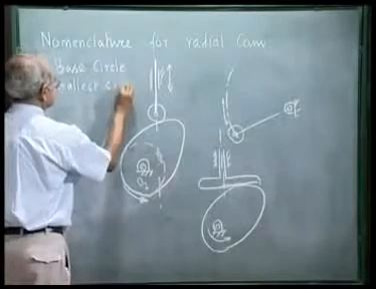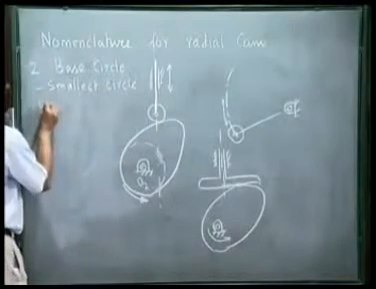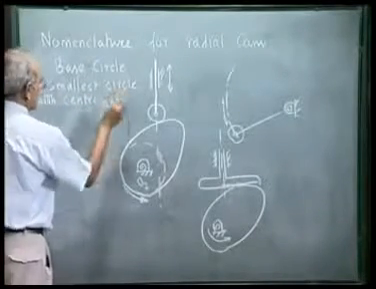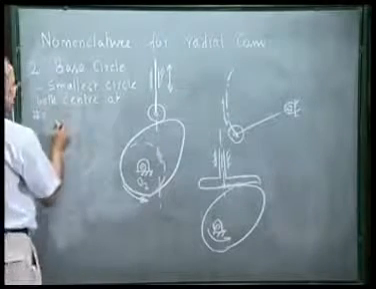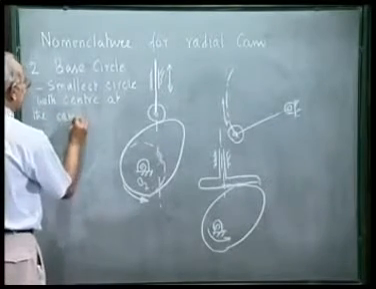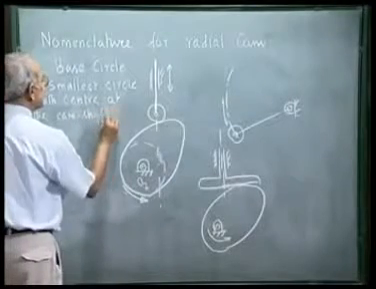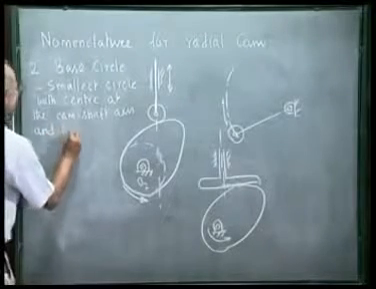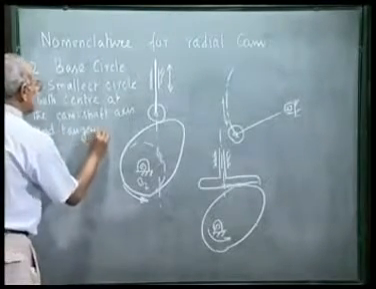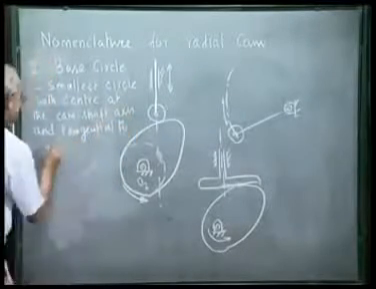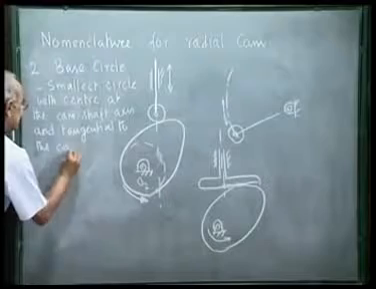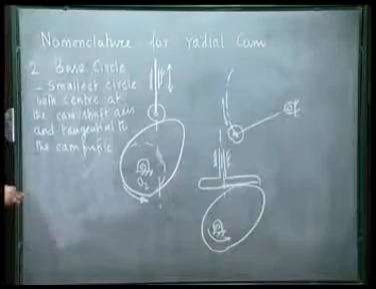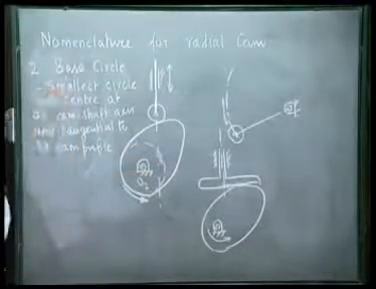Smallest circle with center at camshaft axis and tangential to the cam profile. So, this red circle will refer as the base circle.